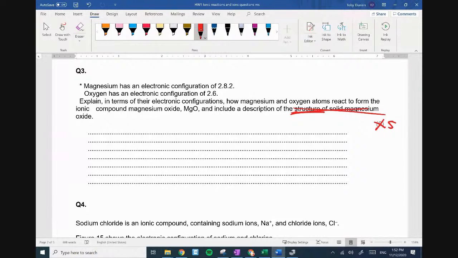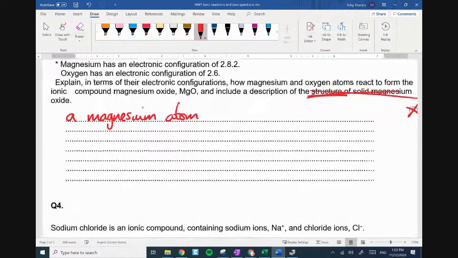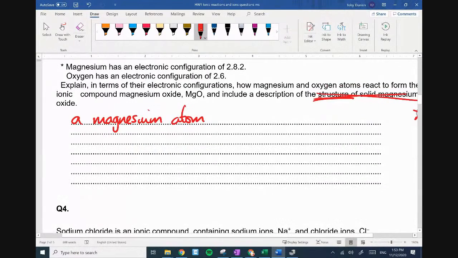So we're going to say a magnesium atom loses 2 electrons. If I was in an exam, this is what I would do. I'm actually going to write down, rather than my short little e-, the full word, as if I'm in an exam. A magnesium atom loses 2 electrons, 1 mark.